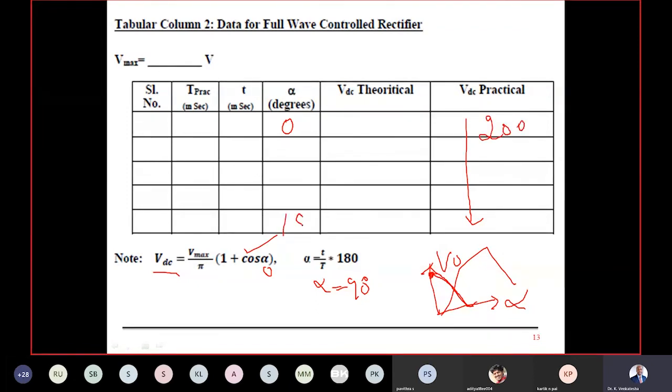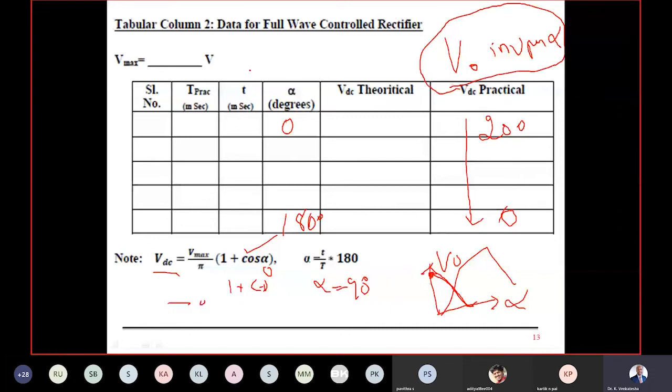When alpha is 180, what is cos of 180? Minus 1. 1 plus minus 1, that is 1 minus 1, which is 0. So VDC is 0. So you should remember that output voltage is inversely proportional to alpha. Inversely proportional to alpha, but the resistance of the UJT control circuit is directly proportional to alpha. Very important points to be considered here.